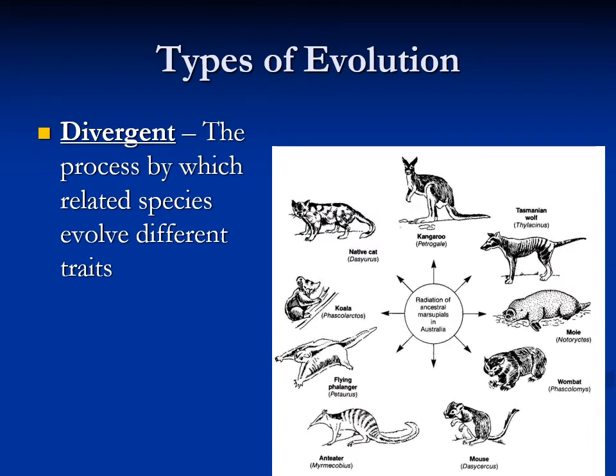We also have divergent evolution. To diverge means to become different, right? So divergent is the process by which related species, so they have a common ancestor, a recent common ancestor, and then they evolve into all these different organisms. The classic example of that is marsupials. So marsupials are all the animals that have pouches, and most of them live on the continent of Australia.